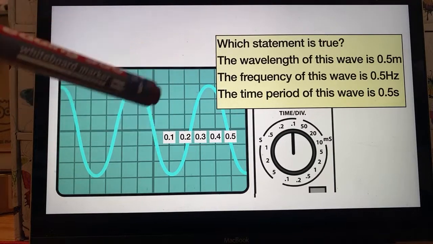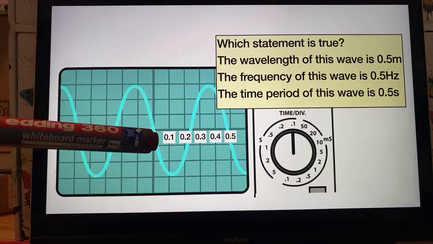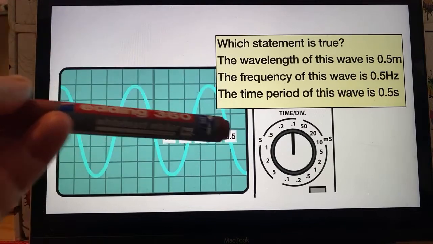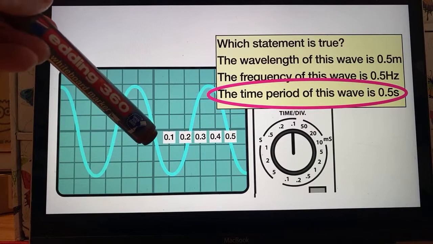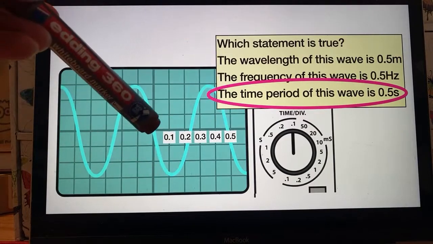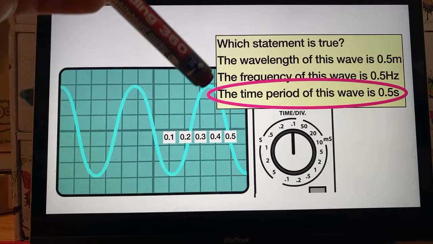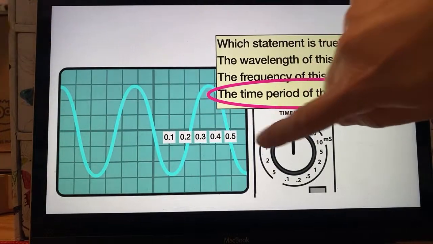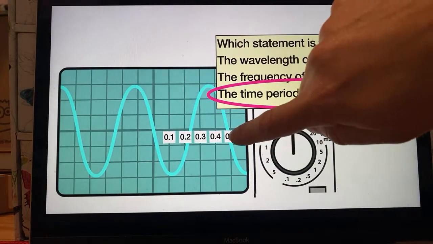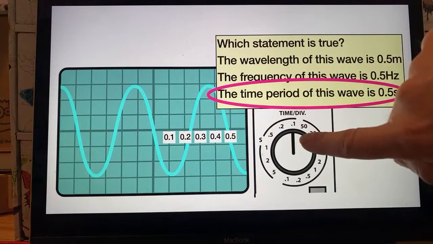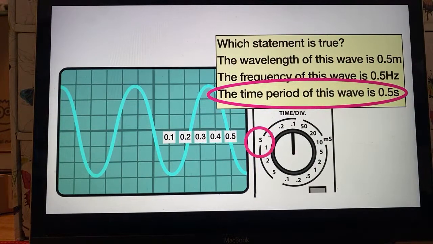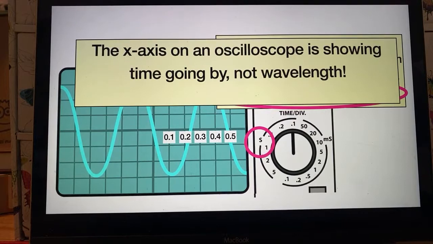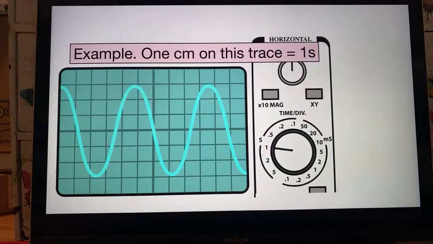And it's not the frequency either. Frequency is the amount of waves per second. It's the time period. Time period is the amount of time it takes for one full wave cycle. So we've got one full wave there going all the way down and all the way up again, coming back after 0.5 seconds, because the time per division there is 0.1 seconds. Is that okay? All right. So yeah, the x-axis on an oscilloscope is showing time going by, not wavelength.